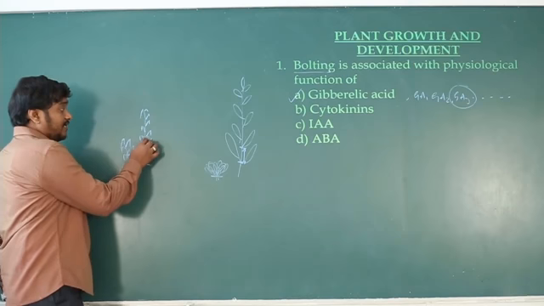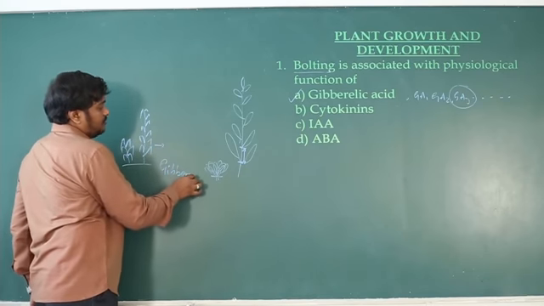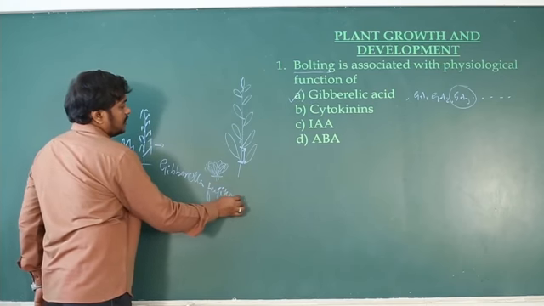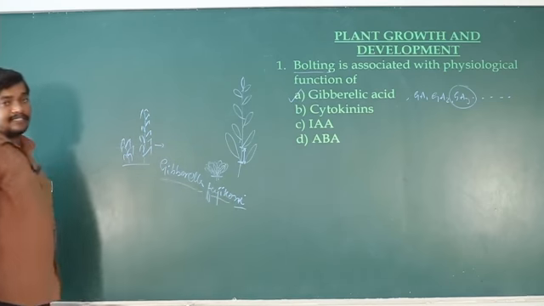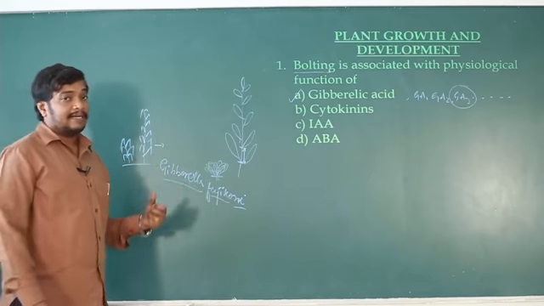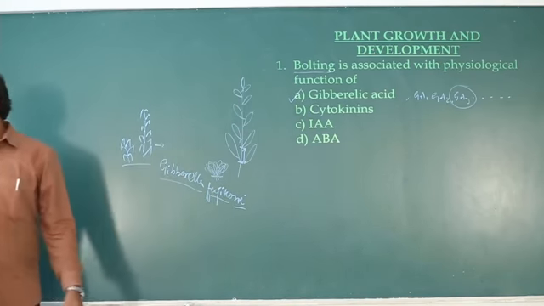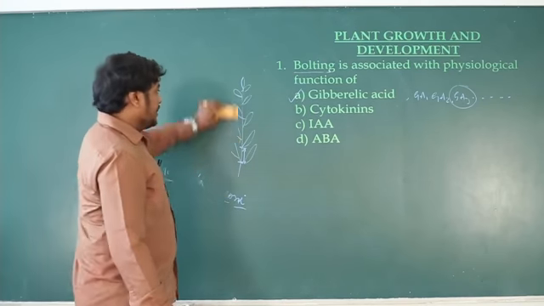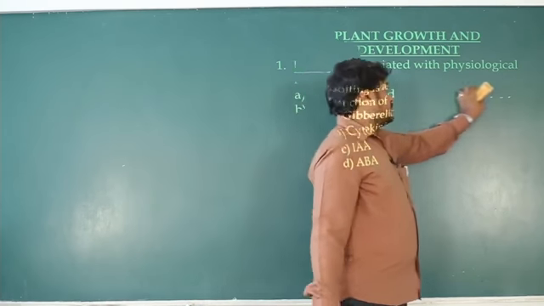Later he identified a fungus called Gibberella fujikuroi as responsible for this disease. Later Kurosawa isolated a chemical from this Gibberella and named it gibberellic acid. So this gibberellic acid shows this bolting. Cytokinins are cell dividing hormones. IAA, indole 3-acetic acid, is auxin. ABA is abscisic acid.